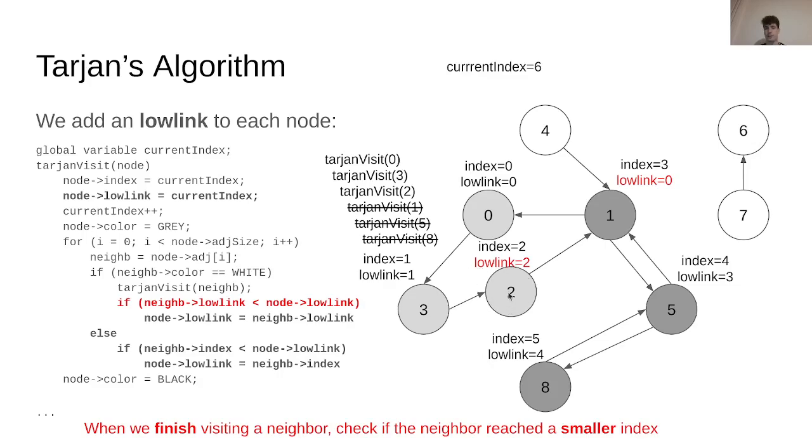Let's look at 2. So 2 started visiting 1, 1 finished, and we get back to 2. And its low link is 2, but 1 had low link 0. This means that 2 can get to 0. So we can update its low link to 0. If the neighbor found a smaller low link, we update it.